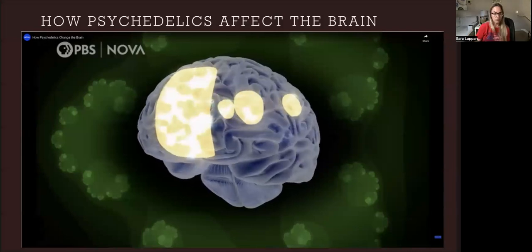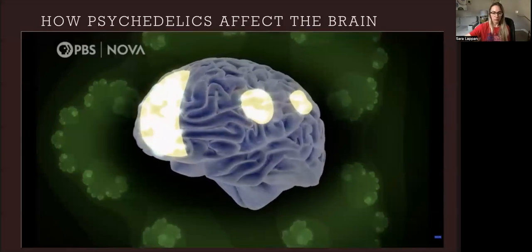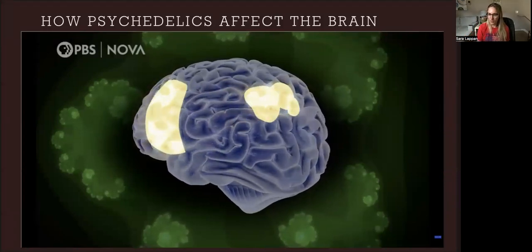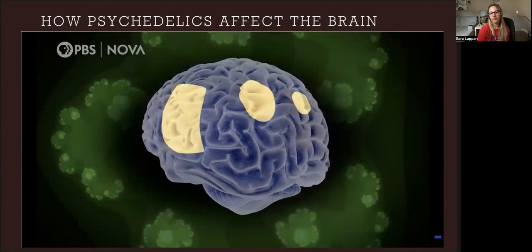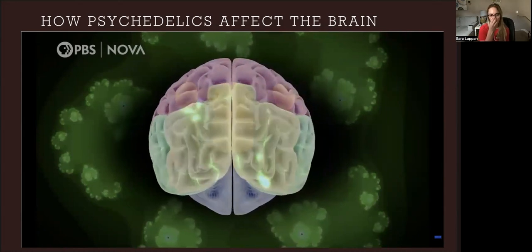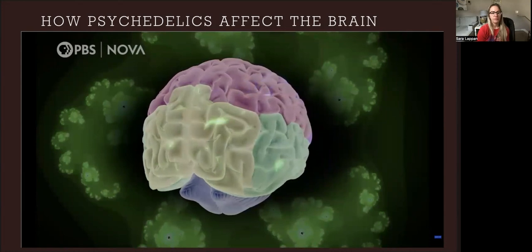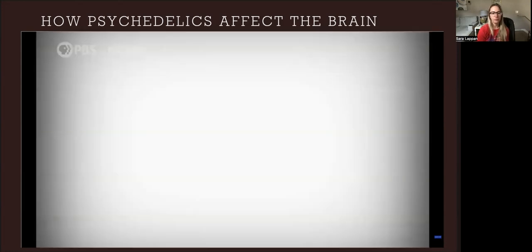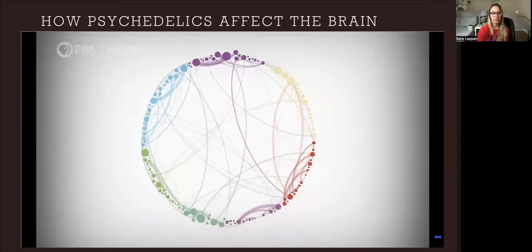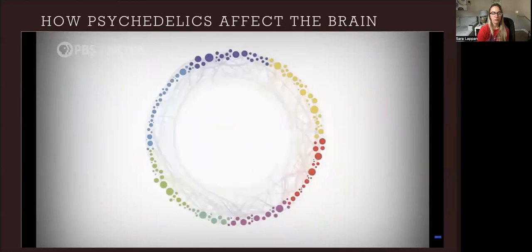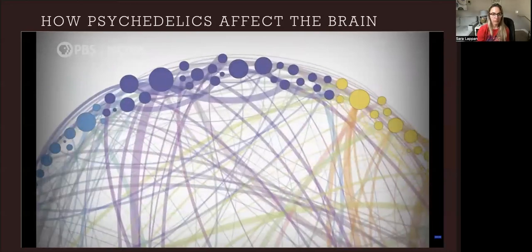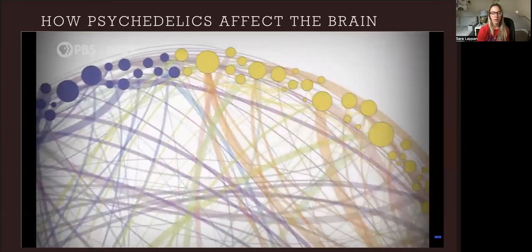The default mode network activates when a person is introspective, and under normal circumstances becomes less active when a person shifts their attention to the outside world. But brain studies show that under the influence of a psychedelic, the default mode network is quieted, while other regions of the brain increase communication with each other. A mathematical model captures a normal brain's activity. In contrast, a brain under the influence of psilocybin reveals a dramatic increase in global communication. Thousands of new connections form, linking brain regions that don't normally talk to each other.